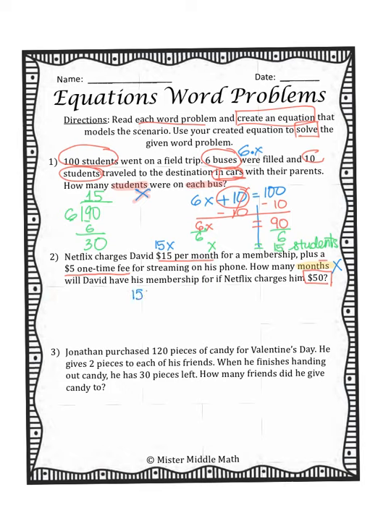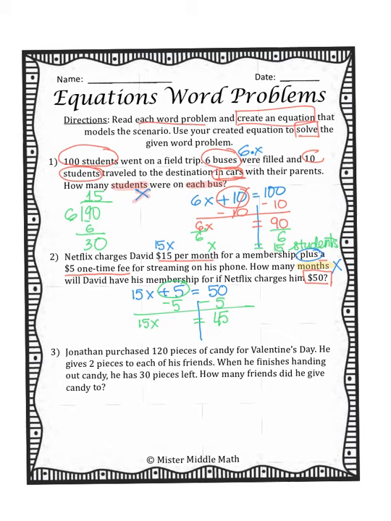And write down a plus, a $5 one-time fee. And how much do we have in total? $50. Draw the line. I need to isolate the variable x, so I need to get rid of the constant 5. So I subtract 5 on both sides. So 15x, reading down. 50 take away 5 will be 45.